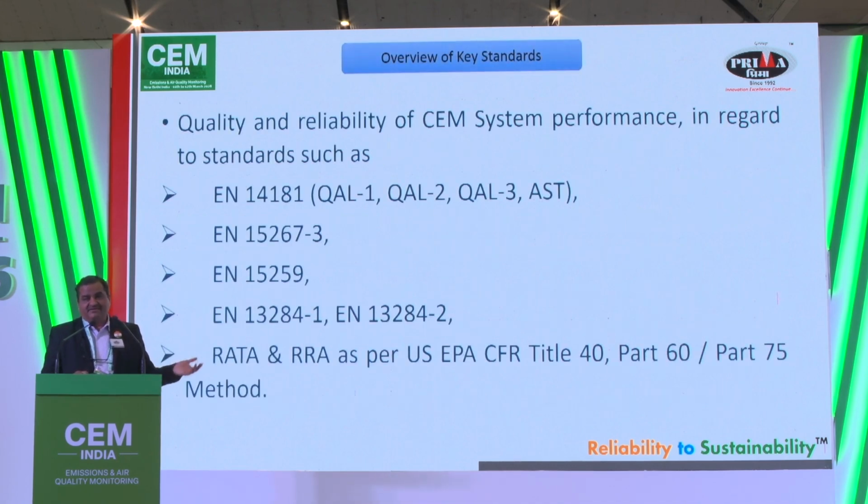We have already discussed a lot of things, but you will come to know more here about parameters of the standards: EN 15259 and 13284, the RATA and RRA. The most stress is on 15259. It is compulsory to know the homogeneity of the sampling point before you install any certified emission monitoring system. However good the certified system may be, from TUV or MCERTS, if you are not choosing the right sampling place as per the homogeneity of the gas under 15259, we are probably not certain about the reliability of that data.